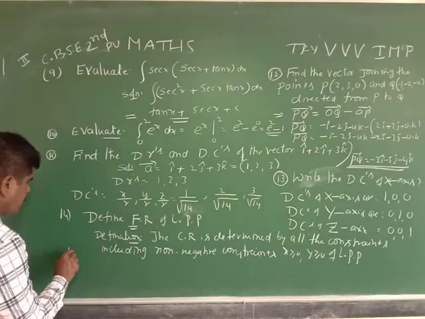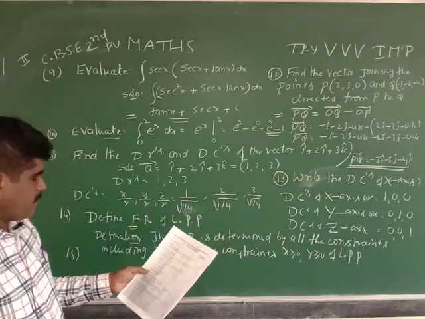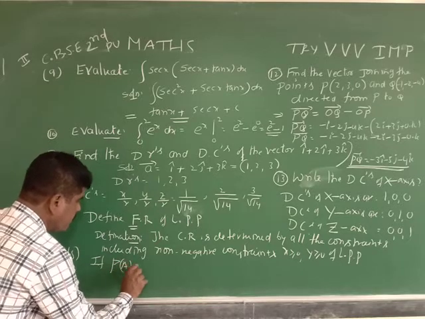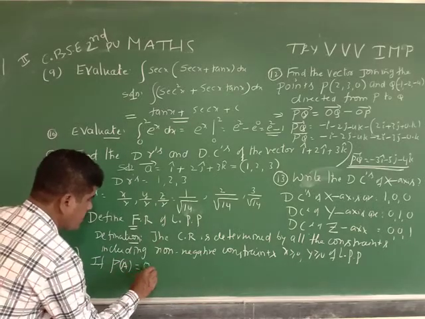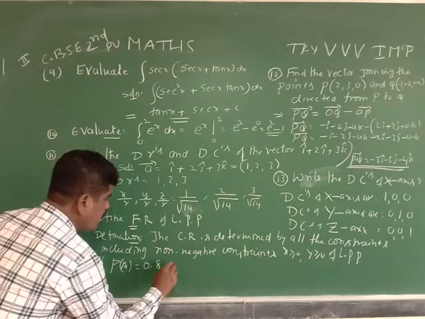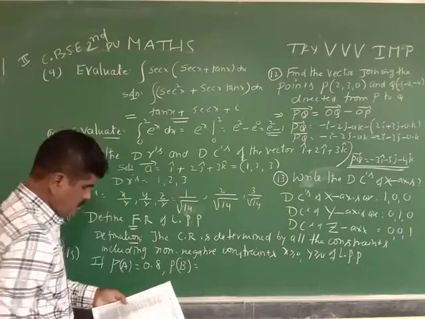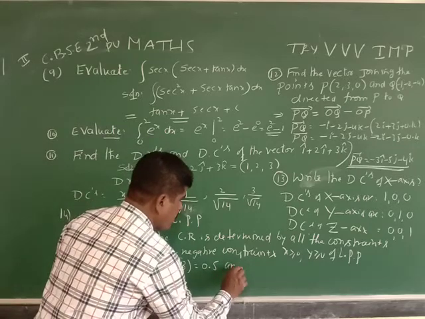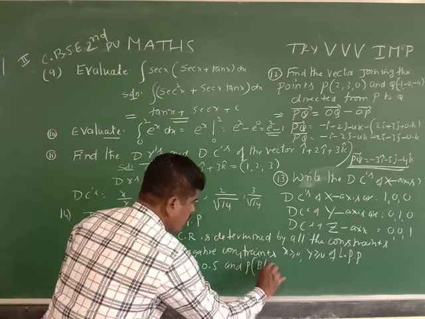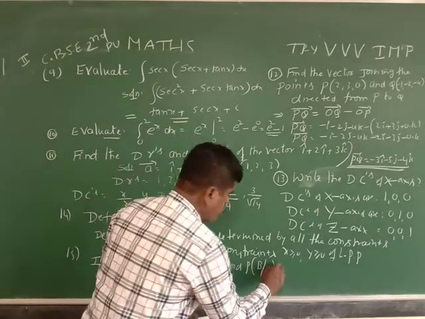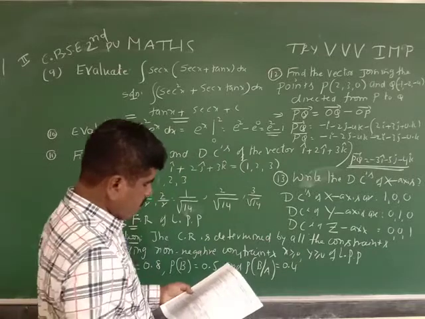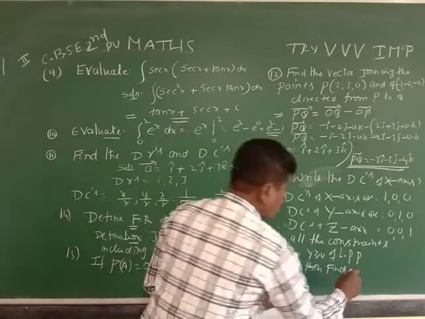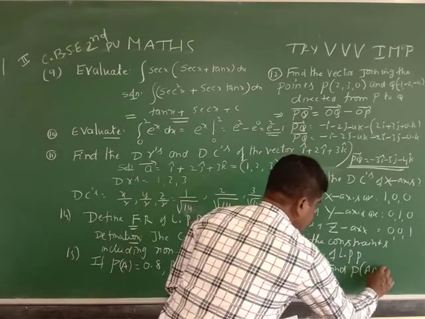Next, 15. With that, the first part, all the questions, are discussed. If probability of A is equal to 0.8, probability of B is 0.5, and probability of B given A is equal to 0.4, then find probability of A intersection B.